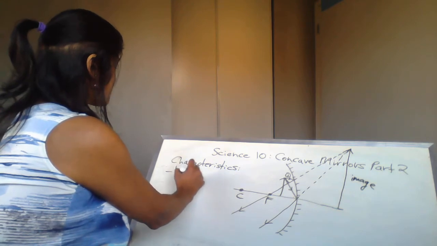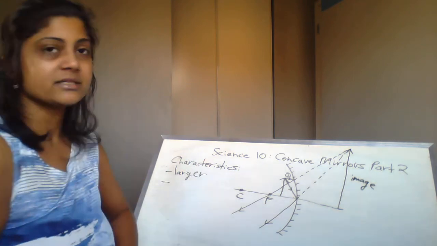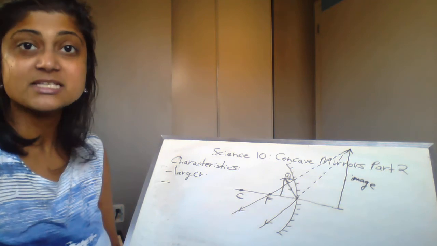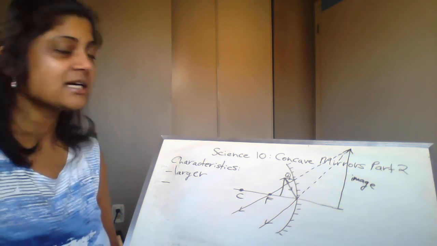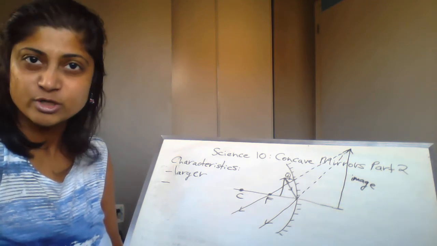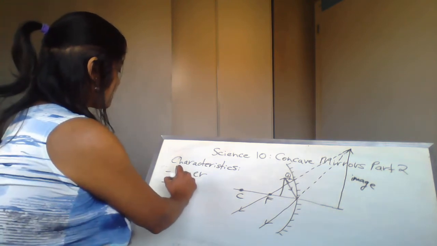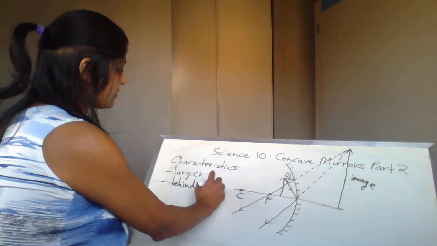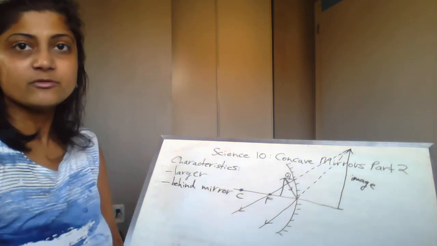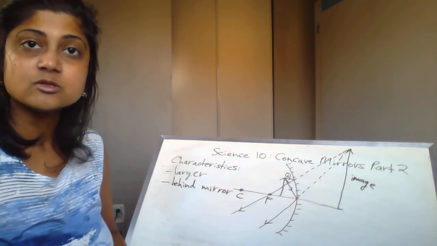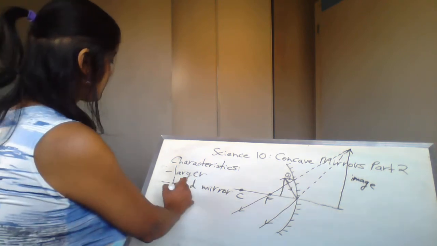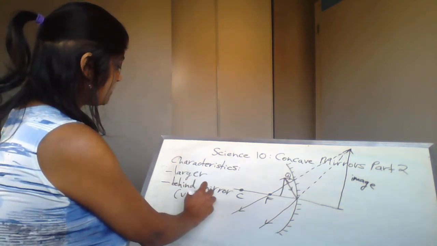All right, so this time when we're looking at the characteristics of the image, I can see that the image is larger than my object for sure. Okay, it is magnified here, and later on we will go through the mirror equation and how to use it. Okay, this time it's actually formed behind. I'm going to put behind the mirror. Whenever the image is formed behind the mirror, this is no longer a real image. So I'm going to put virtual image.